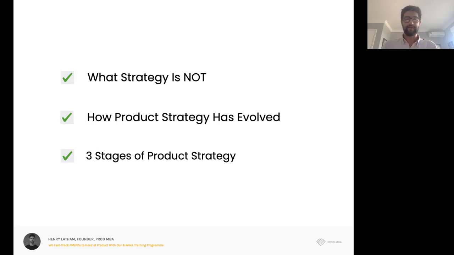What we're going to cover specifically: firstly, what is strategy and what is it not, most importantly? Secondly, how strategy has evolved as digitalization has evolved. And finally, looking at the three stages of product strategy and how you actually apply this thinking and these concepts in practice.